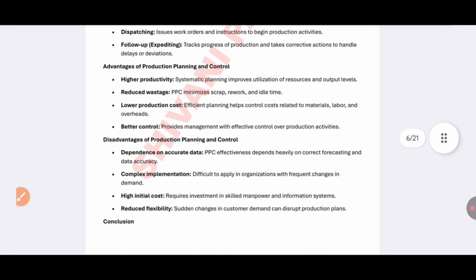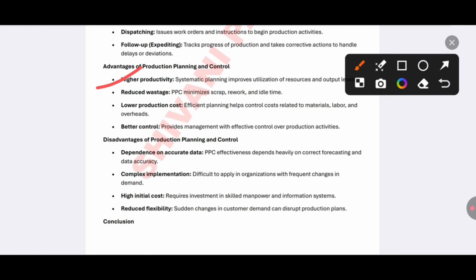Then what are the advantages we are having? High productivity will be there, reduced wastage, and lower production expenses, and better control of utilization can also be achieved by production planning and control. Then there are different disadvantages also, like complex implementation, high cost, and reduced flexibility.